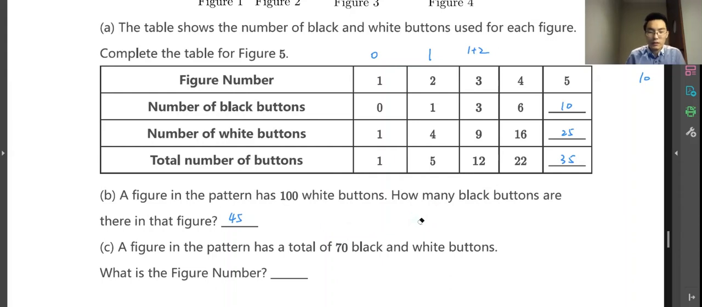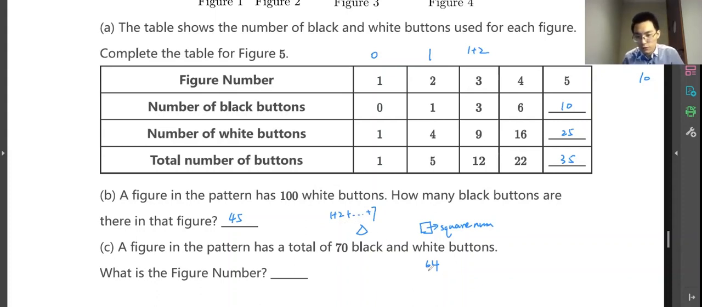Okay, and now let's look at part C. A figure in the pattern has a total of 70 black and white buttons. So we know that the black buttons should be a triangle number, and the white buttons a square number. I'll just use a square to represent white. So let's start with the largest possible square number less than 70, which is 64. That means we're at figure 8. Then we will have 1 plus 2 plus all the way to the number before 8, which is 7.